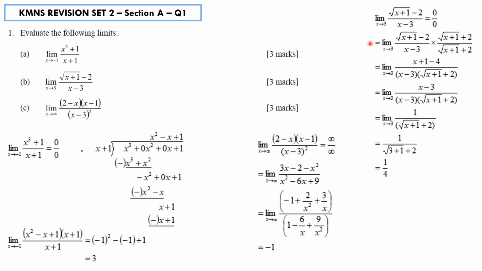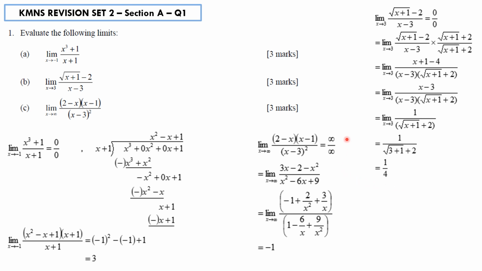For question B, we also get indeterminate value, which is 0 over 0. So that is why we are going to multiply with its conjugate, factorize, simplify, substituting the limit, and get the answer. For question C, again, it is limit goes to infinity.